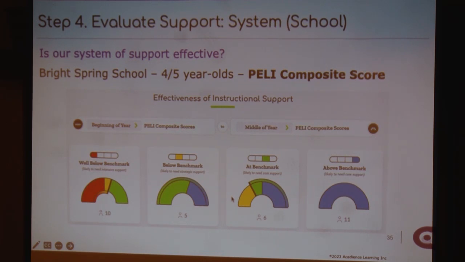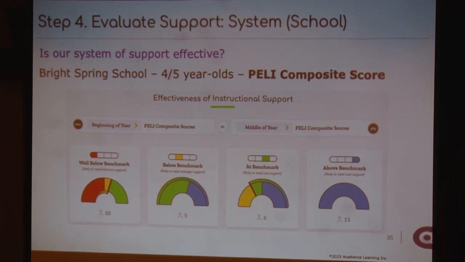Or did they come in at benchmark and then miss a lot of school, got sick? Whatever. You know, who are they? And then of the kids who came in with scores above the benchmark, where are they at middle of year? There were 11 kids, and those 11 kids still have scores above the benchmark. Yay. At least we're not losing some kids.